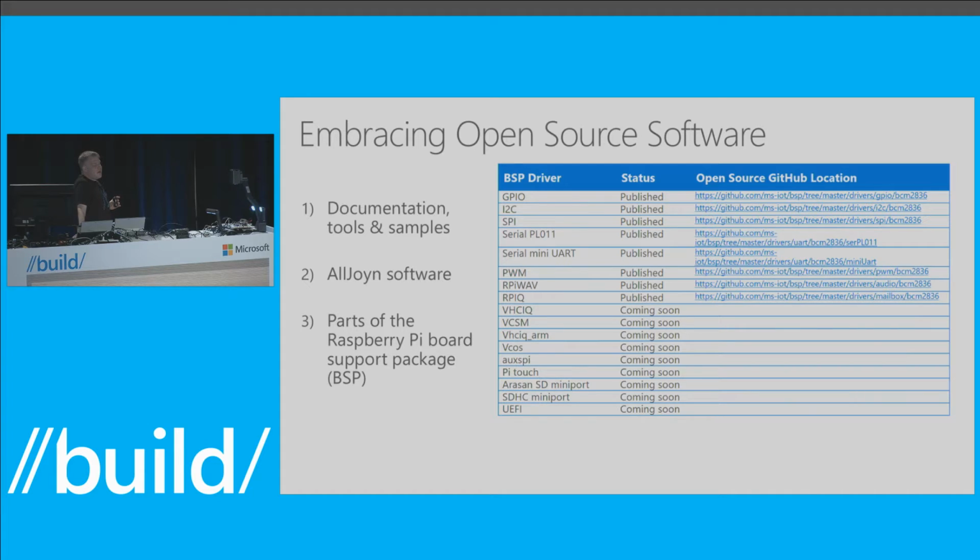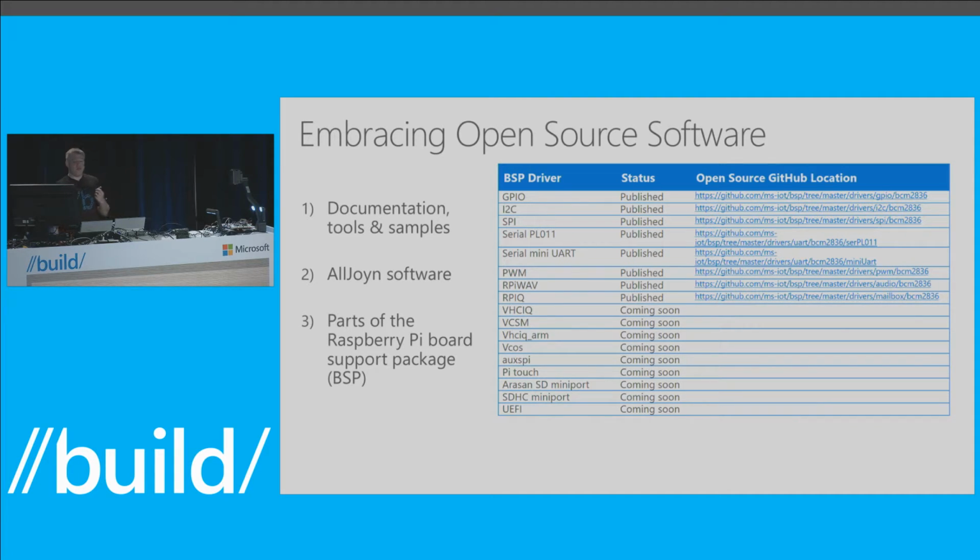So part of the IoT sphere or the IoT mantra is really embracing open source software. And we're doing that as part of our IoT group. There are 3 places that I want to key in on. Number 1, documentation, tools, and samples is all open source. You go to windowsondevices.com, all of that is open source for you. All of our AllJoyn bridges and communication software has all been open sourced as well.